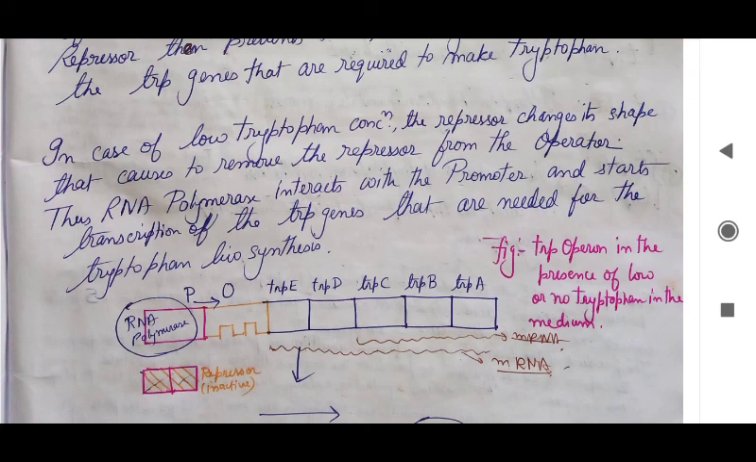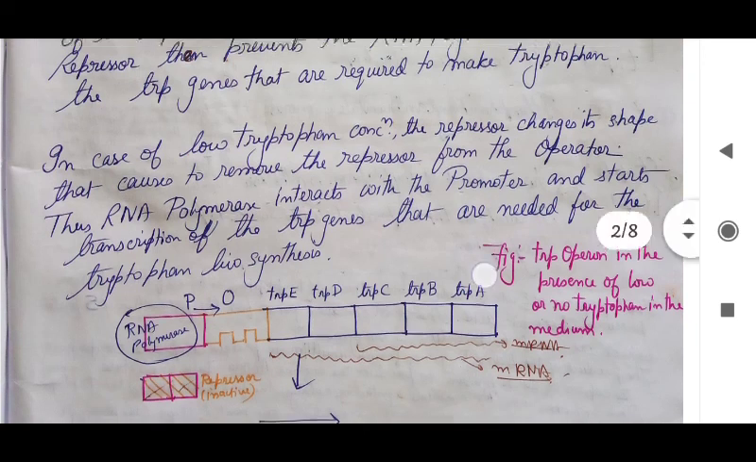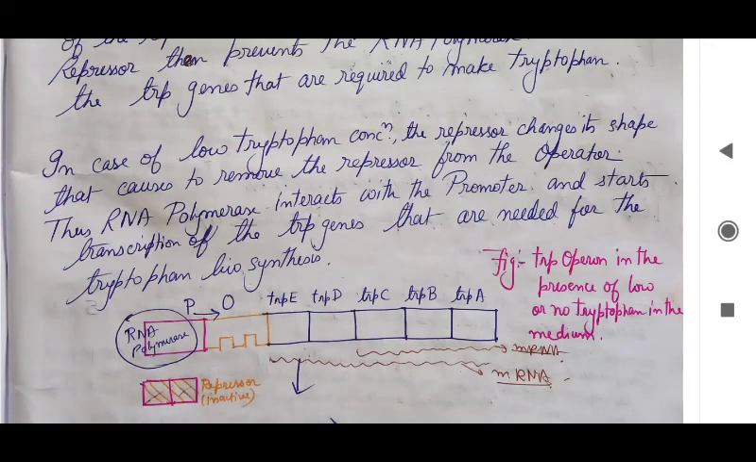So tryptophan would not be able to bind with the repressor. So the repressor changes its shape. It is removed from the operator, and thus the operator is turned on, and RNA polymerase interacts with the promoter and starts transcription of the TRP genes that are needed for tryptophan biosynthesis. So it's just the opposite of the lac operon, right? Here the repressor moves out from the operator to turn the gene on, to turn the tryptophan operon on.